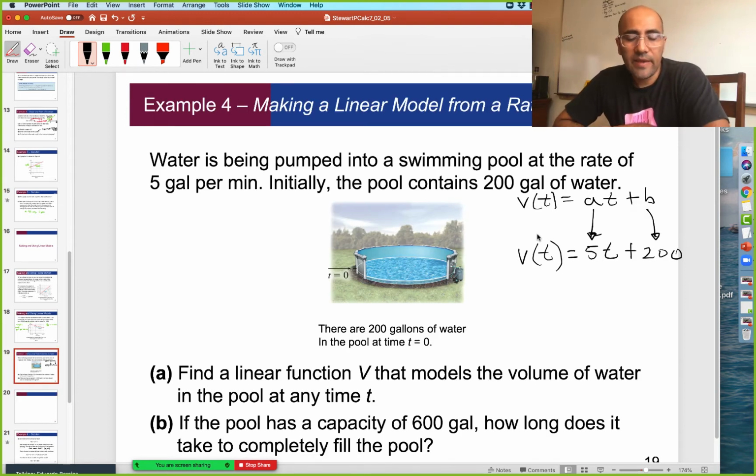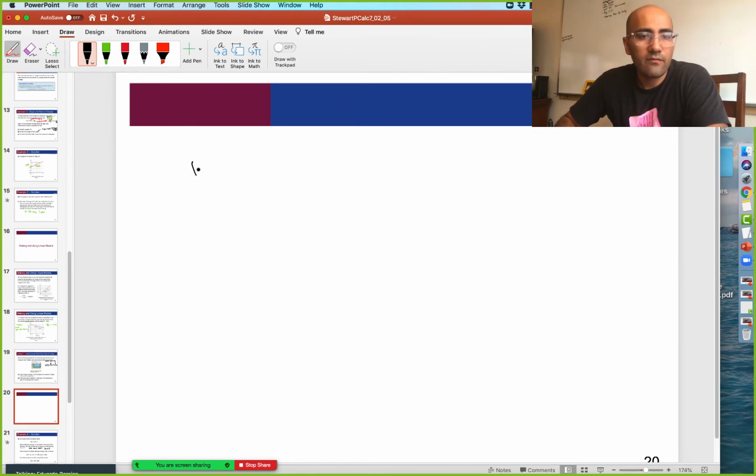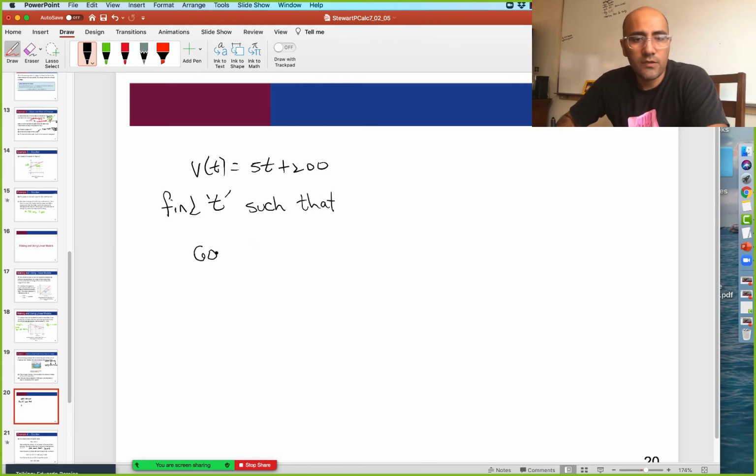So if the pool has a capacity of 600 gallons, how long will it take to completely fill out the pool? So for part B, we need to figure out when this equation equals 600. Good, so we have v of t equals 5t plus 200. And so we want to find t such that 600 equals 5t plus 200.